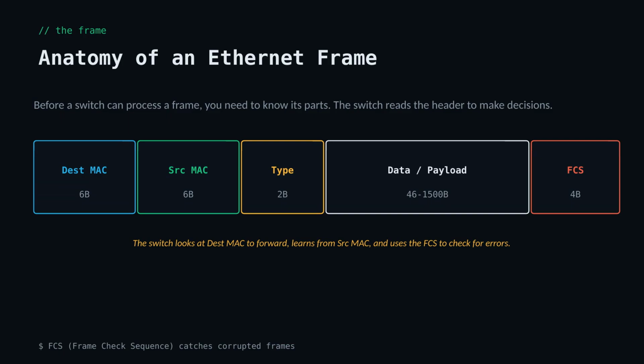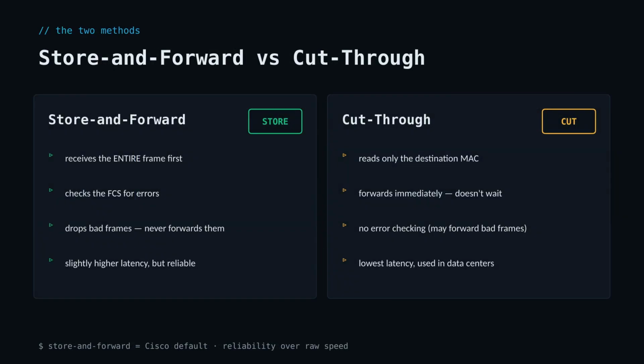Before we get to those decisions, though, we need to know what the switch is actually looking at. An Ethernet frame has 5 key parts: the destination MAC, 6 bytes telling us where it's going; the source MAC, 6 bytes telling us where it came from; a 2-byte type field, the payload itself, anywhere from 46 to 1500 bytes; and finally, the FCS, 4 bytes at the tail. The switch uses the destination to forward, learns from the source, and leans on that FCS to catch any corruption along the way.